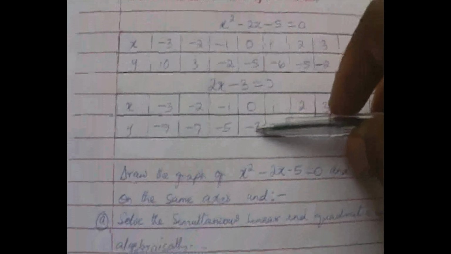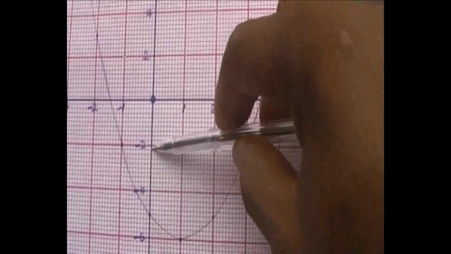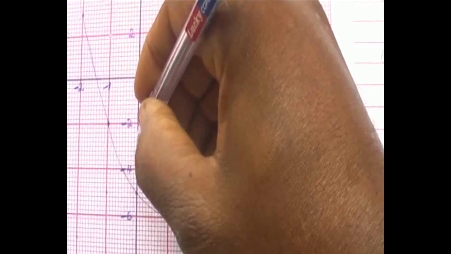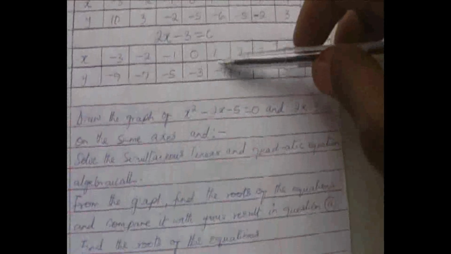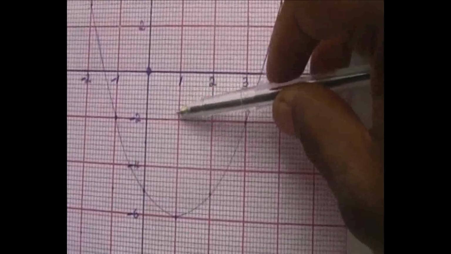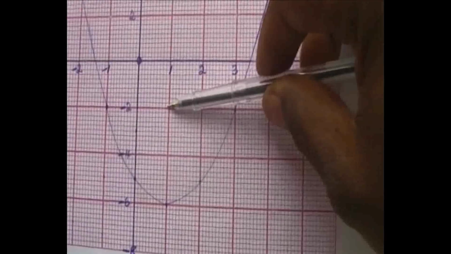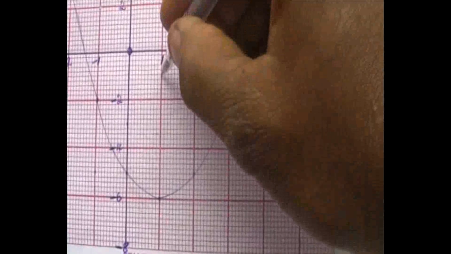The next is when x is 0, y is minus 3. x is 0 here and y will be minus 3, in between minus 2 and minus 4. So we have 1, 2, 3, 4, 5 small squares. So we're going to plot here. The next is when x is 1, y is minus 1. Minus 1 is in between 0 and minus 2. So we are going to have 1, 2, 3, 4, 5. So we're going to plot here.